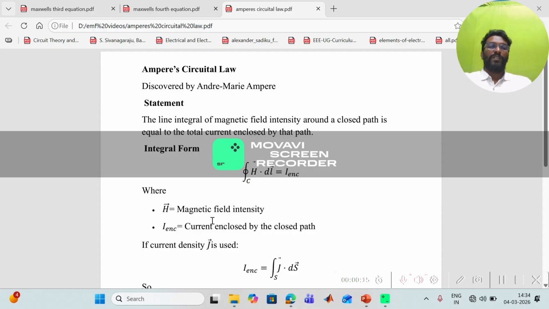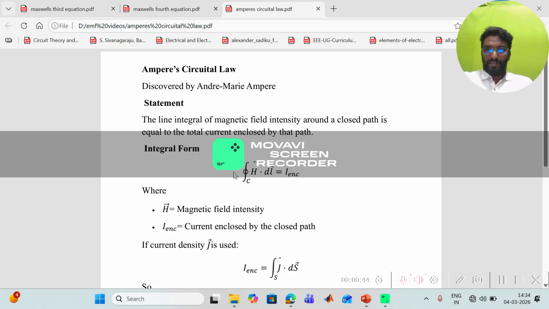Today, in this video, we are seeing about Ampere's circuital law described by Andre Marie Ampere. Electric current does not just flow silently through a conductor, it creates a magnetic field around it. The moment charges move, magnetism is born. The law that mathematically connects electric current to the magnetic field surrounding it is known as Ampere's circuital law.